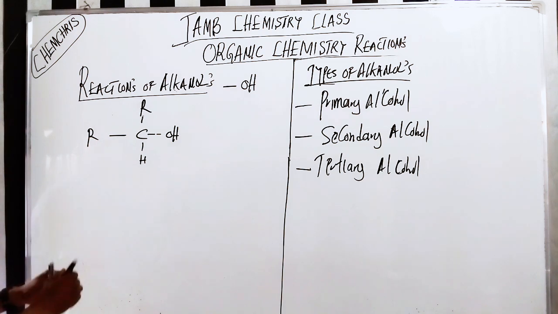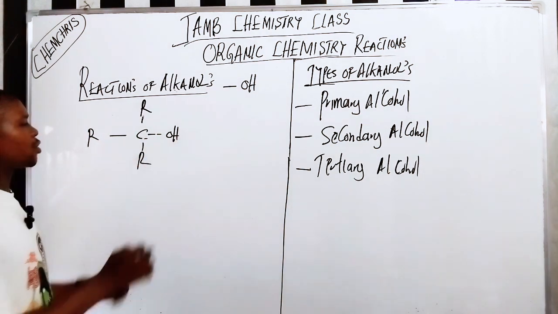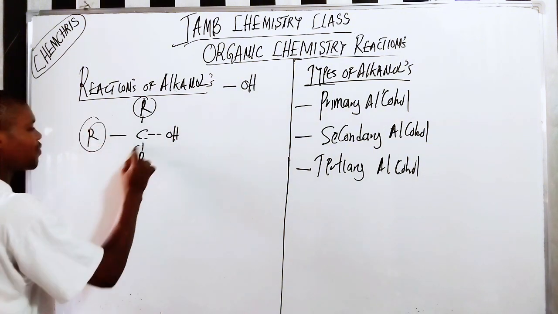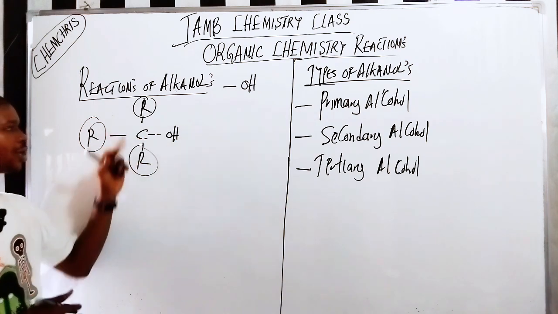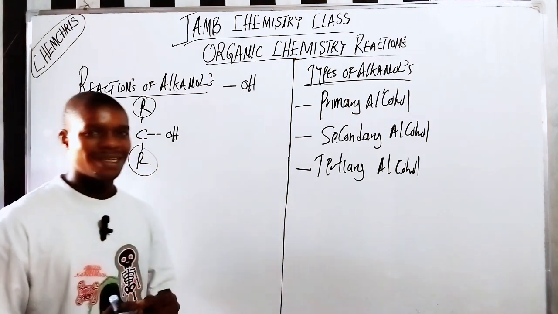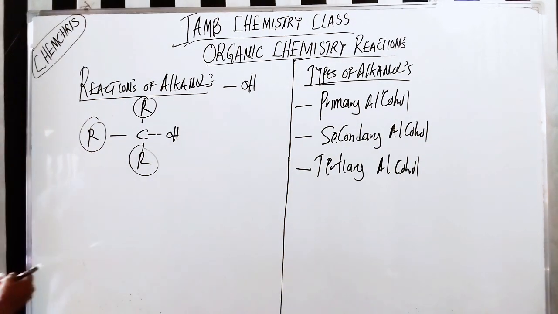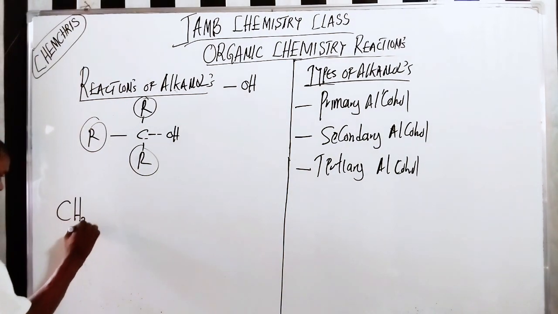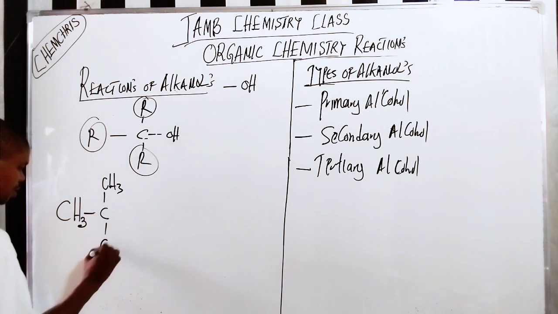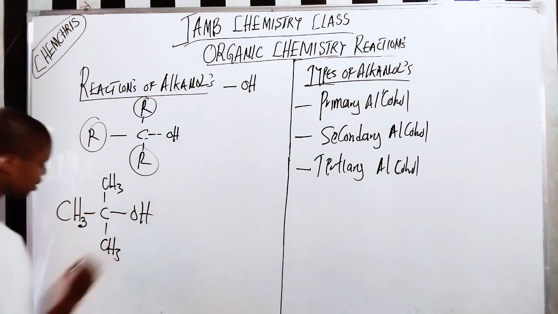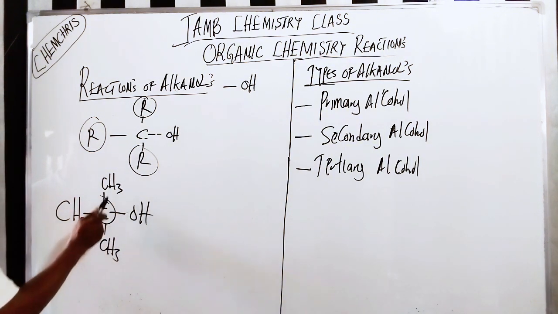Now, in tertiary alcohol, the carbon atom that bears the OH has three alkyl groups. Three different alkyl groups. So when the carbon atom that bears the OH has three alkyl groups, it is what is known as tertiary alcohol. A good example is when you have CH3, CH3, CH3OH.